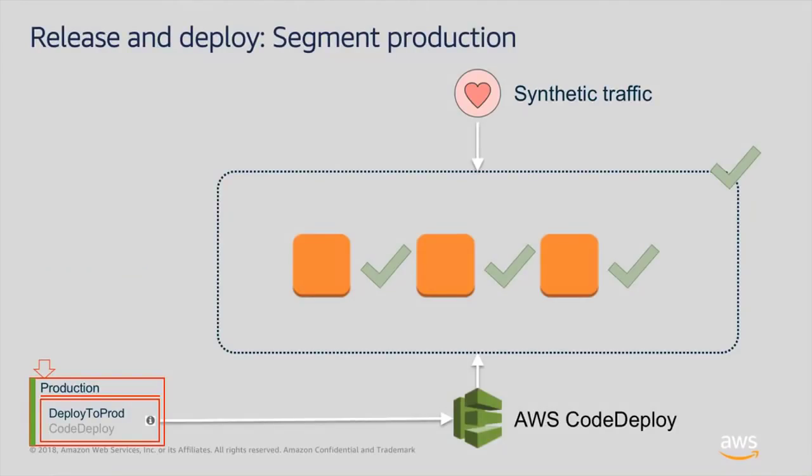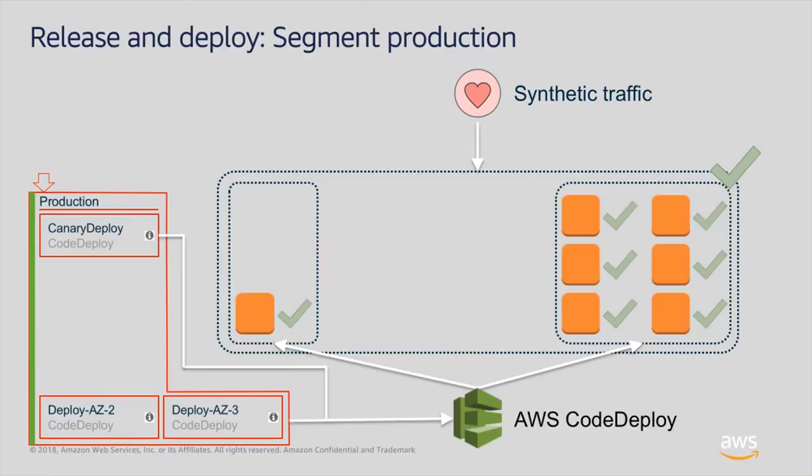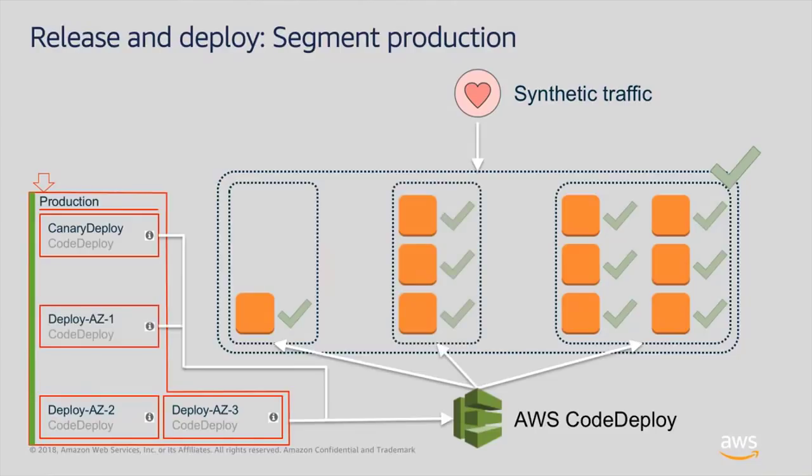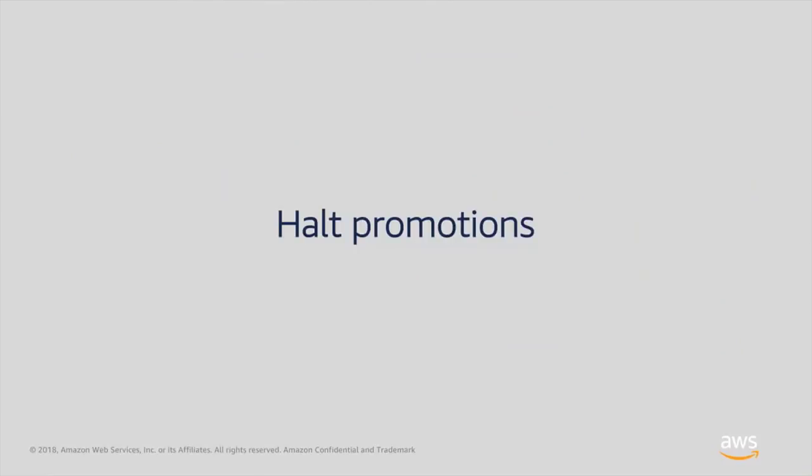So now let's look at this in the context of evolving our pipeline. So now we're segmenting production or deployment environments, and we've modified the actual pipeline itself to accommodate testing each of the segments and making sure that we're deploying successfully. So let's talk about what happens next. So evolving this further, we've got the idea of halting promotions.